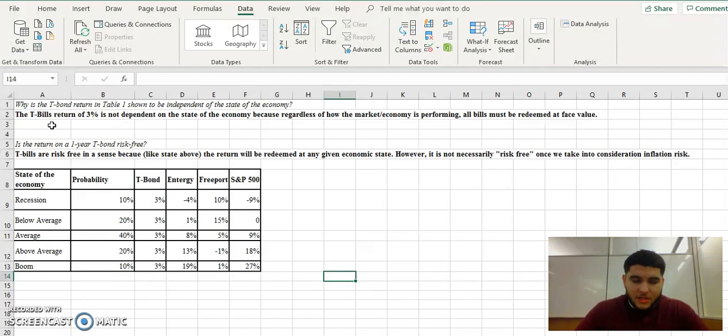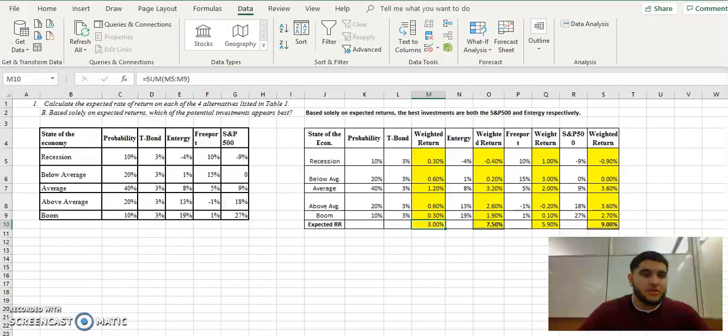Although T-bonds are a safe investment because they are backed by the government and very highly unlikely to default, there is still some risk associated with these securities. For instance, if inflation occurs at any point, the expected return is not guaranteed.